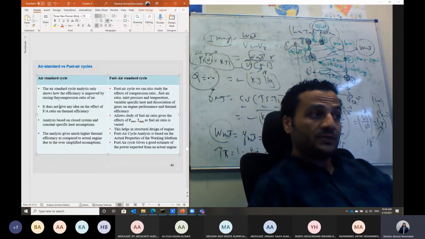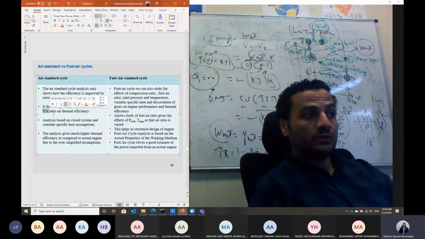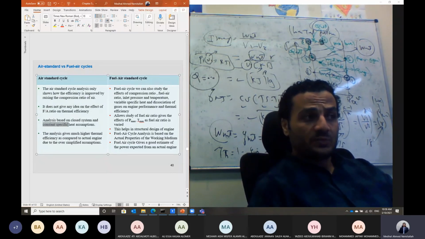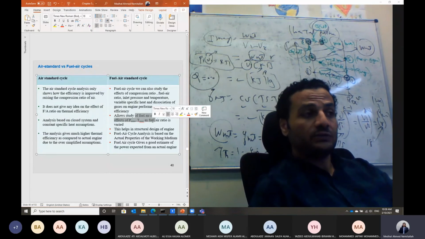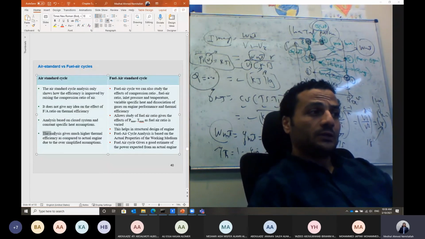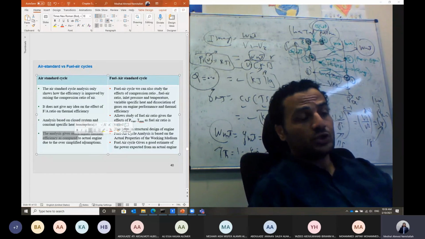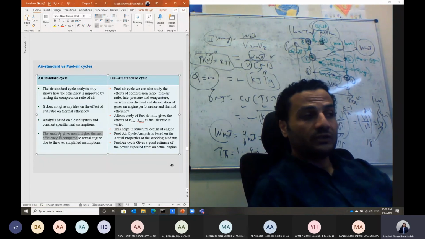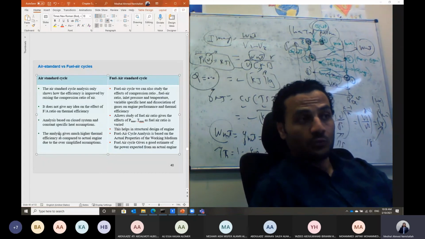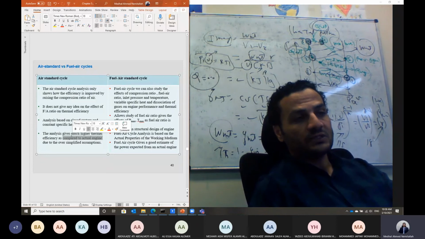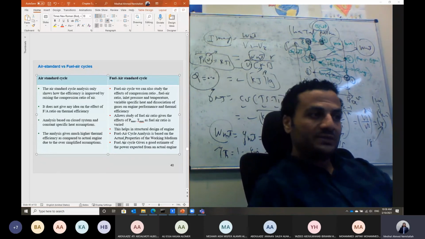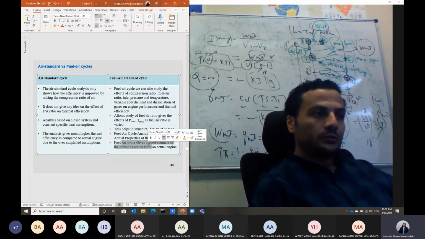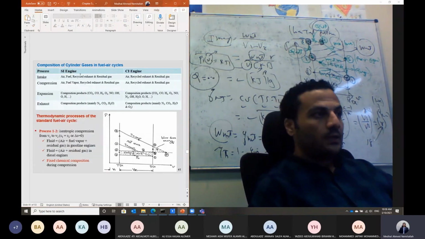So here, the air cycle, as we said, does not take care of the fuel to air ratio. The analysis is based on a closed system and constant specific heat. Here the system is open, we have intake and exhaust processes. Here also the analysis gives much higher efficiency, as we said, because we consider all processes reversible. We don't have any kind of losses. The system is closed and the working fluid is air. So the efficiency will be the limiting efficiency. But the fuel air cycle should give us an efficiency that is close to the real case.